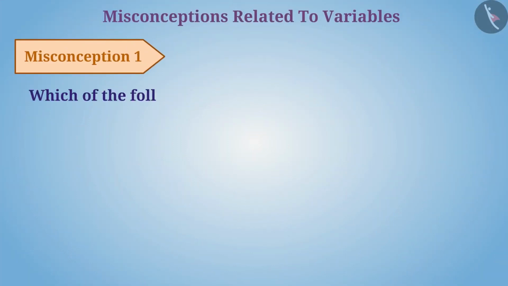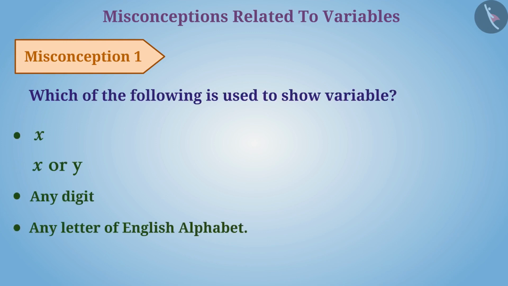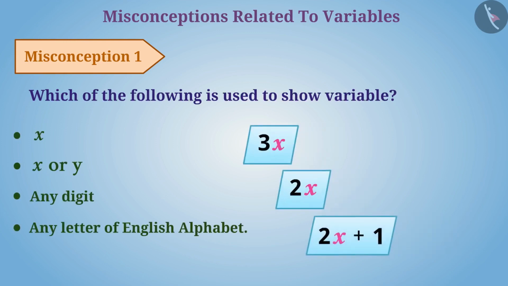Which of the following is used to show variable? Due to repeated use of X for the variable, it becomes an understanding that only X is used to show a variable. This is a misconception.